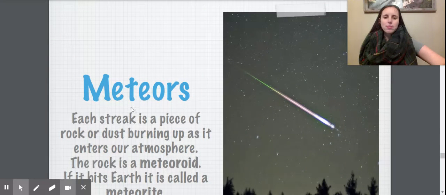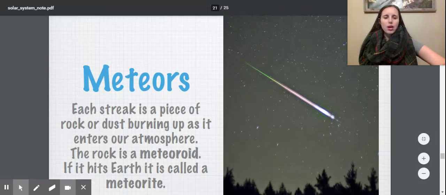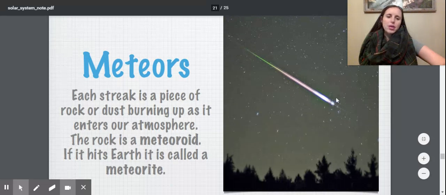We also have something called a meteor. You might have seen a meteor go across the sky before. It looks like a nice streak. Each streak is a piece of rock or dust as it burns up as it enters our atmosphere. It causes this nice little streak here. The rock itself is called a meteoroid. And if the rock hits Earth, it's called a meteorite. So while the meteor is still in the sky, the rock part here, not the tail, but the rock, is considered to be a meteoroid. And the actual rock, if it hits the Earth, is called a meteorite.